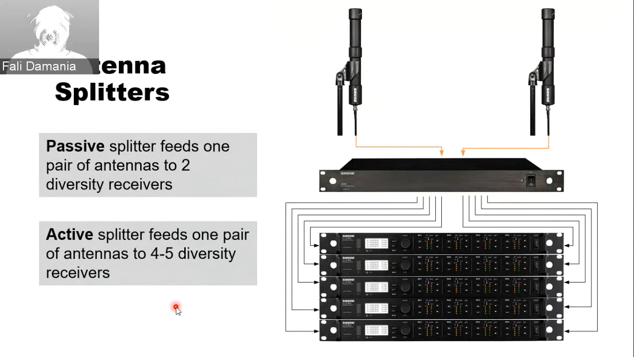Now let's get into a very simple distribution feed. A passive splitter feeds one pair of antennas to two diversity receivers, and the splitter now feeds all the antenna feeds to the 4 or up to 5 diversity receivers. In this case, we are having a look at the ULXD. This is a pretty simple, straightforward setup.